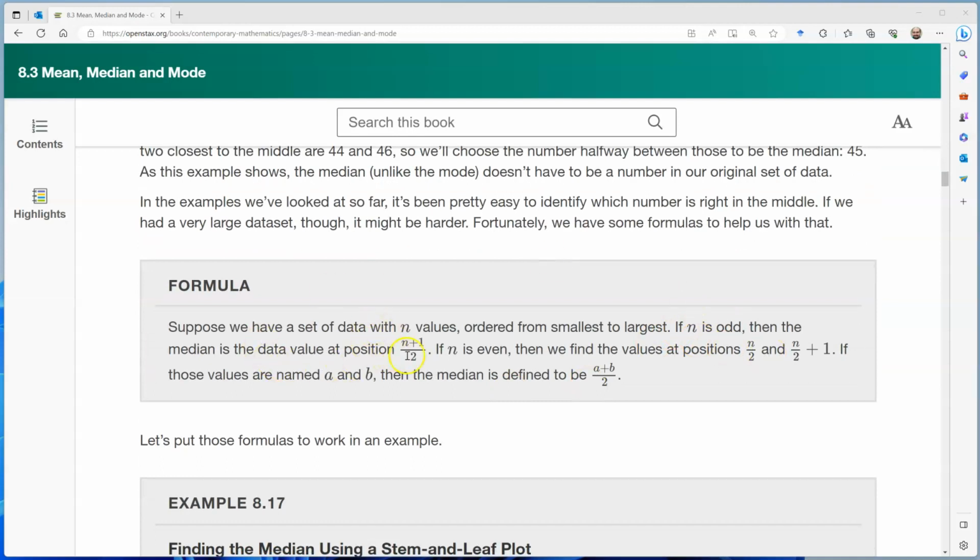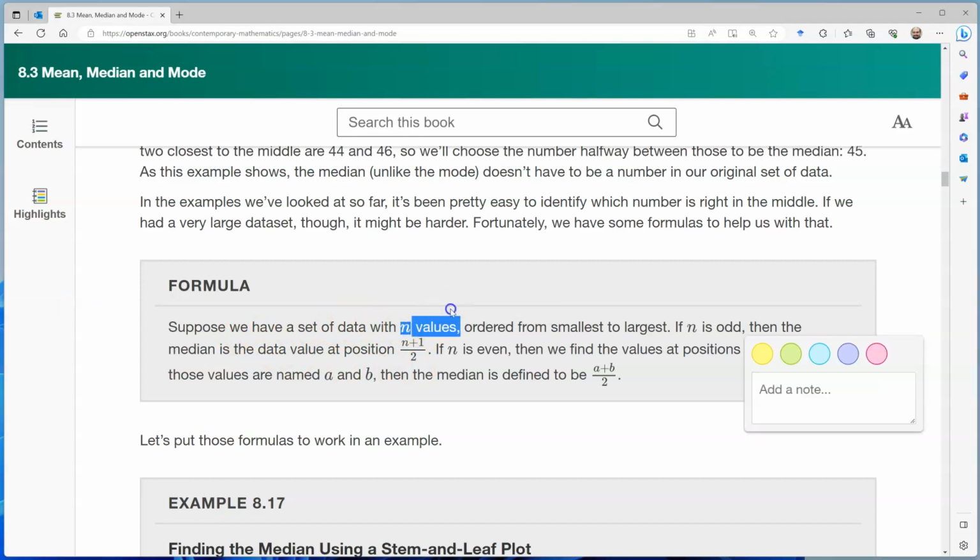An even more formal mathematical way of doing it is, suppose you have a data set with n values, like 10 numbers, 11 numbers, then you sort them smallest to largest. We call that ascending order. If n is odd, then we take n and add 1 and divide by 2. And if n is even, then we divide by 2 and add 1. And so those values are named A and B. Then the median is defined to be A plus B for evens.